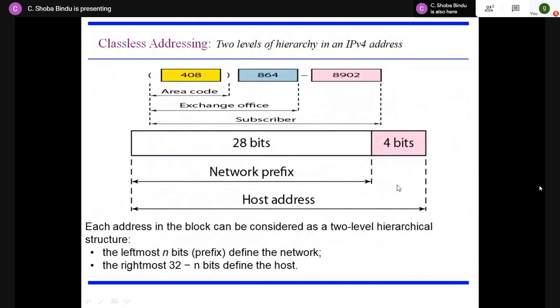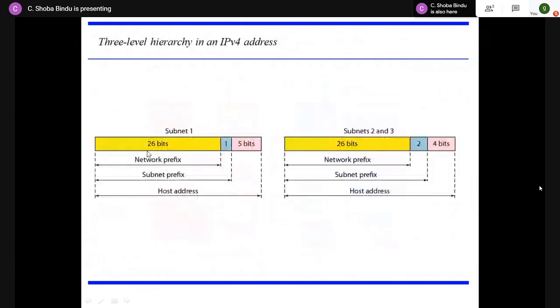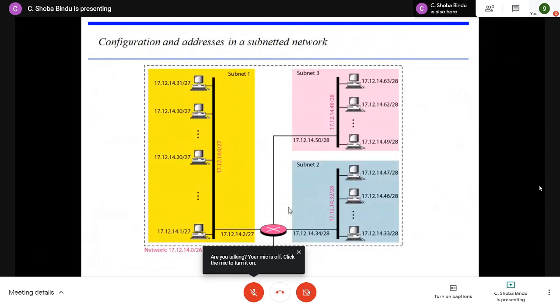When you look at the addresses that we have here, say for example, when you represent that, this is the network that you are going to have. So the 26-bit is the network prefix and 6 bits is the host part. Now what you have done is divided it into subnetworks here.